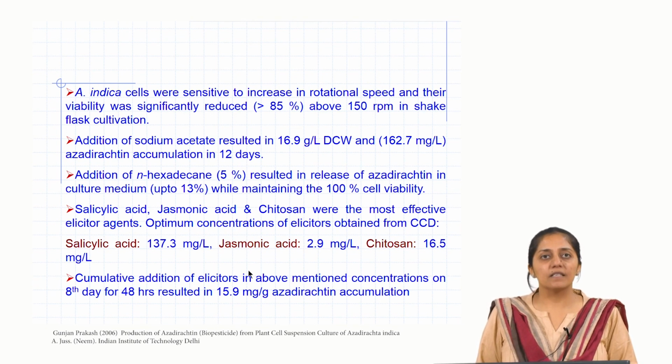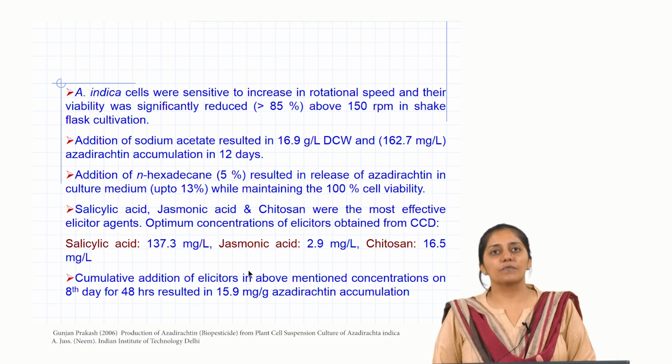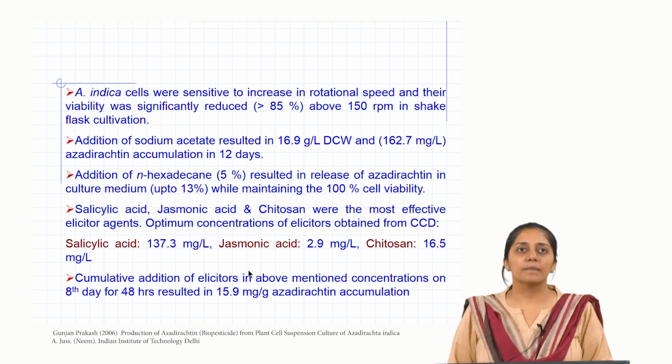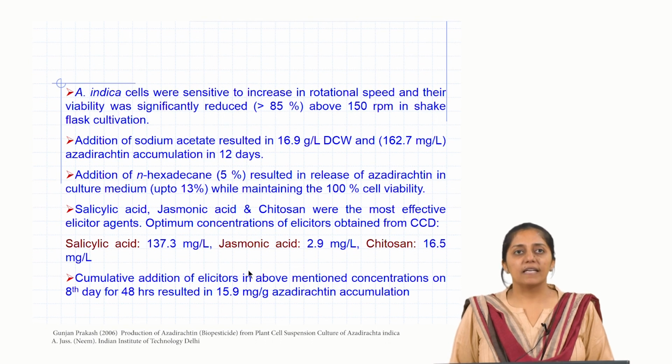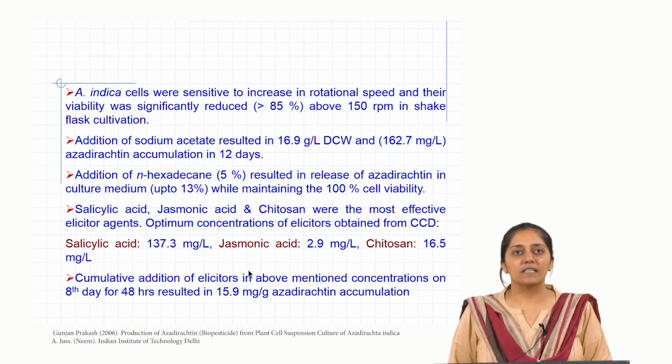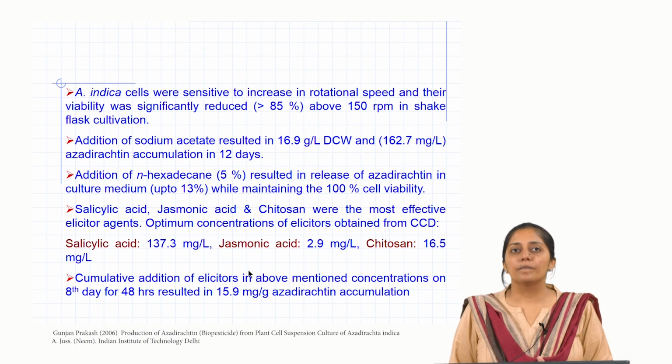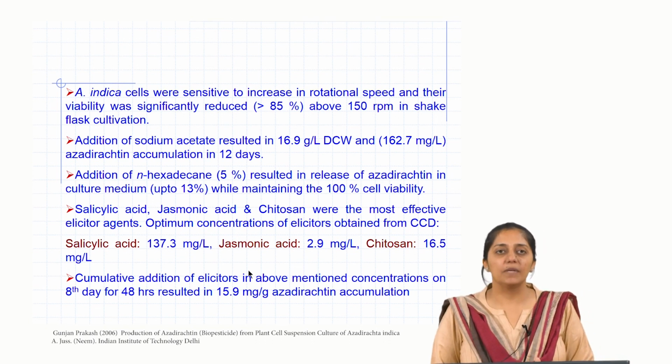Then elicitors were chosen and their concentrations were optimized using statistical design of experiments, where salicylic acid, jasmonic acid and chitosan were chosen. Then cumulative addition of these elicitors on the 8th day, 48 hours before harvest, led to a yield increase up to nearly 16 milligrams per gram.